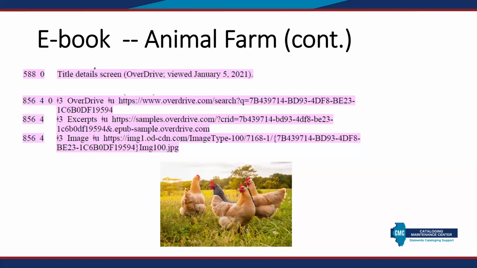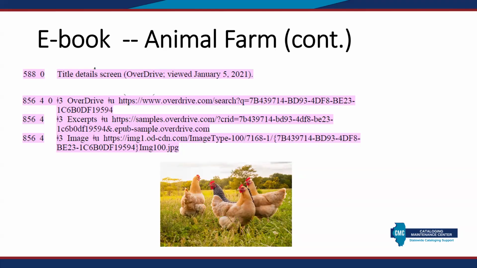And our 856s are down here, and there are several. None of them lead, I don't think, to the resource itself. And that's what the 856, the second indicator, an indicator of 0 indicates a networked electronic resource, which is appropriate for a book viewed on Overdrive.